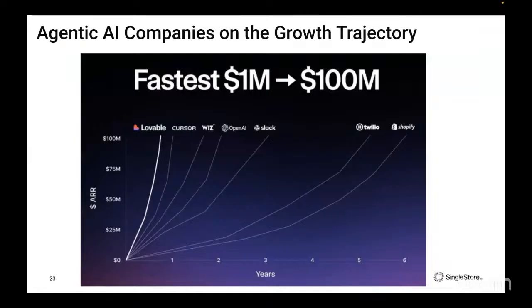So as you can see, agentic AI companies are on a growth trajectory. Some days back I got this screenshot from somewhere, on Twitter, I saw this. Lovable is one of the agentic AI companies that went from 1 million to 100 million ARR in just 8 months. And after that, you can see Cursor, Wiz, OpenAI, Slack, Twilio and Shopify doing their magic, right? That's how fast agentic AI companies are growing.